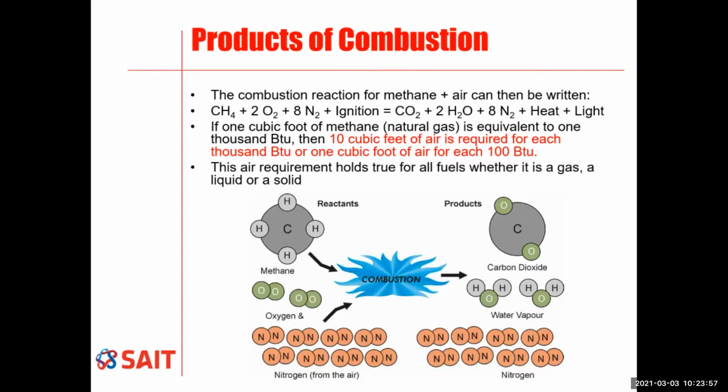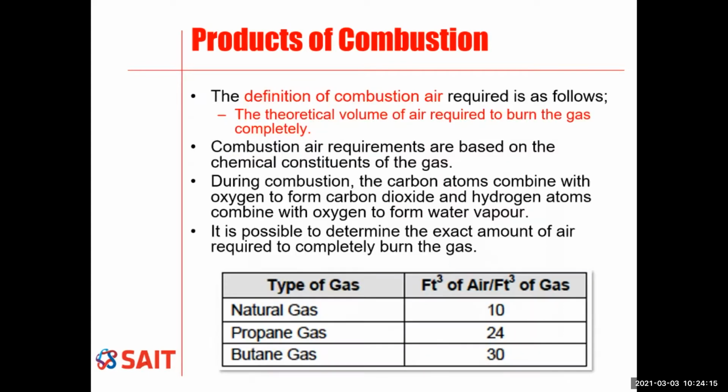So if 1 cubic foot of methane is equivalent to 1,000 BTUs, then 10 cubic feet of air is required for each 1,000 BTUs, and that's theoretical air. Remember we talked about that yesterday, theoretical and excess. We'll maybe talk a little bit more about that, I'm not sure. There we go.